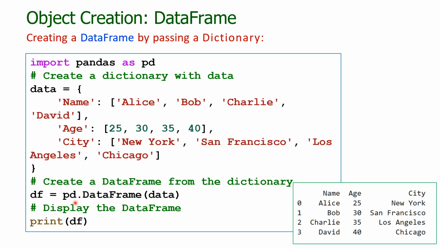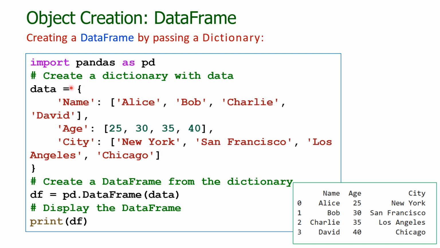We can use the function pd.DataFrame by passing the appropriate data, and here we are passing a dictionary as an argument for pd.DataFrame. We are creating a dictionary by using key value pairs. Here we have three different keys: name, age, and city, each of which has four different values. For example, Elise, Bob, Charlie, and David are the values of the key name. Similarly, their corresponding ages and the corresponding cities.